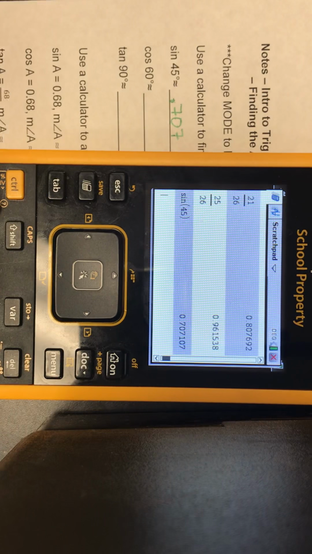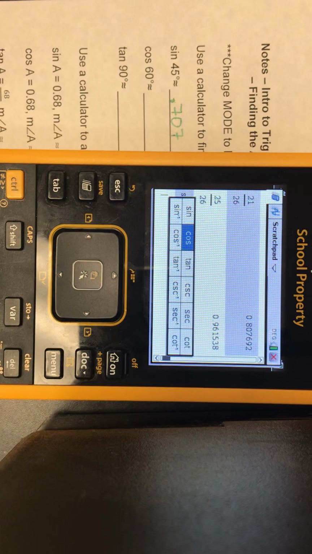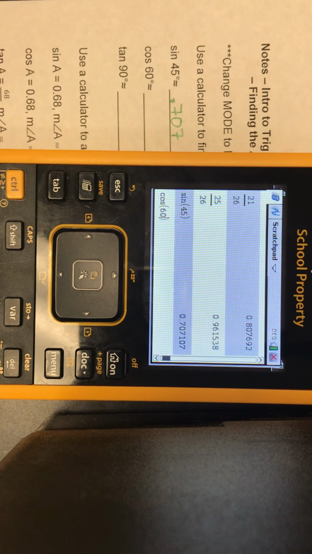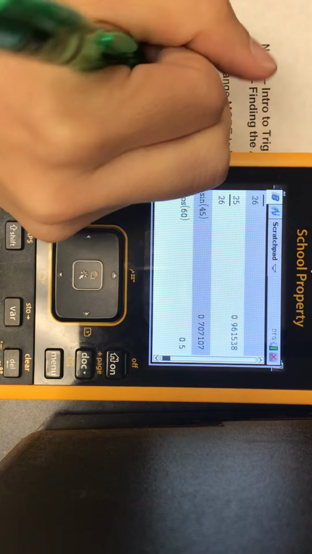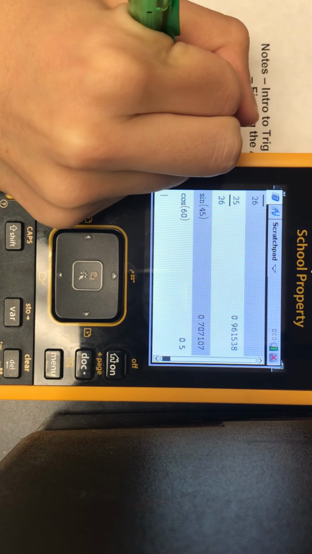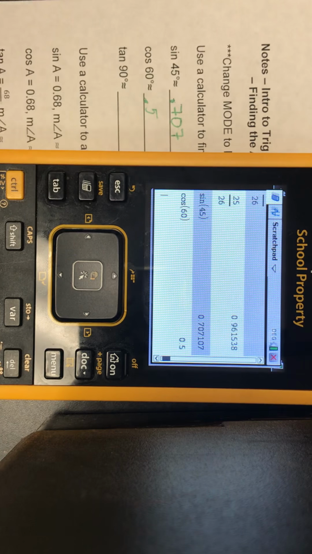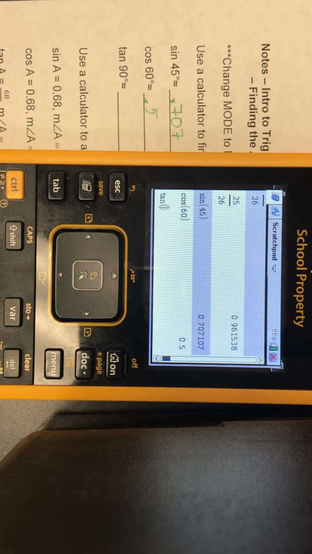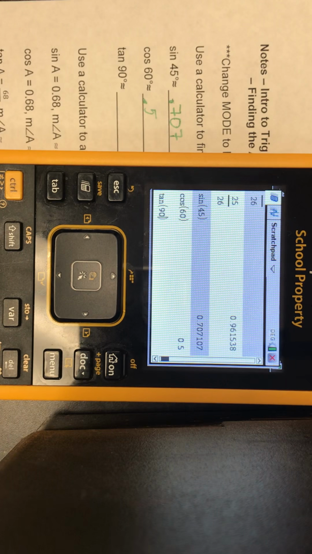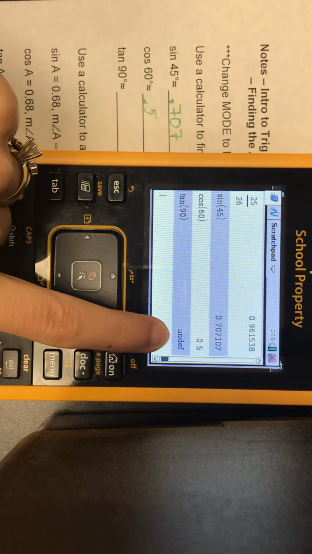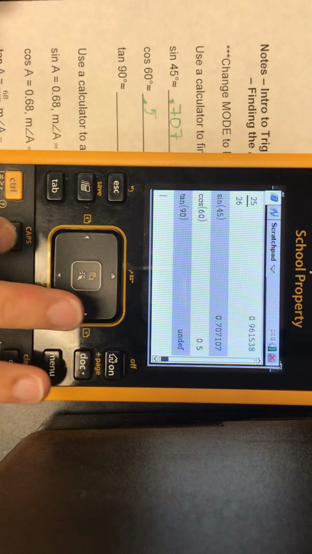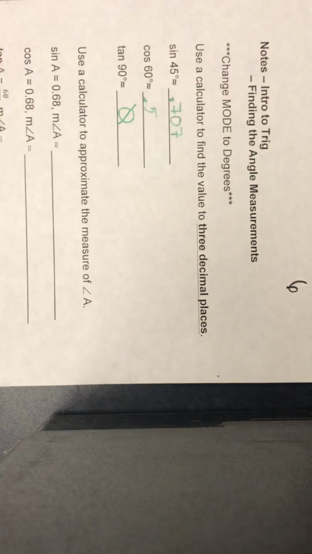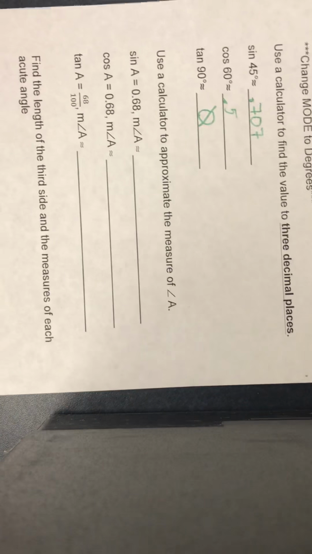Cosine, again, you hit the trig, you go over to cosine, and you put the 60 degrees in, and that would be 0.5. And then the last one is tangent. You hit trig, go over to tangent, and put in 90 degrees. And that one says undef. What that means is undefined. So there is no answer for 90 degrees, all right?